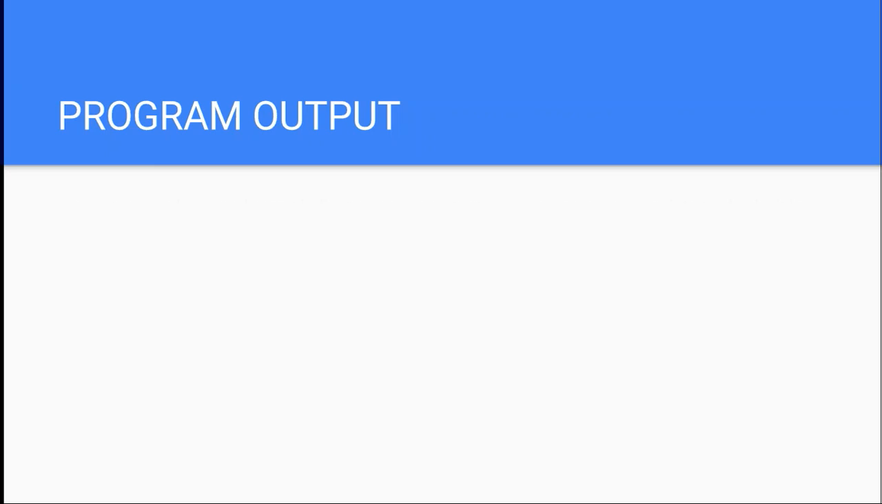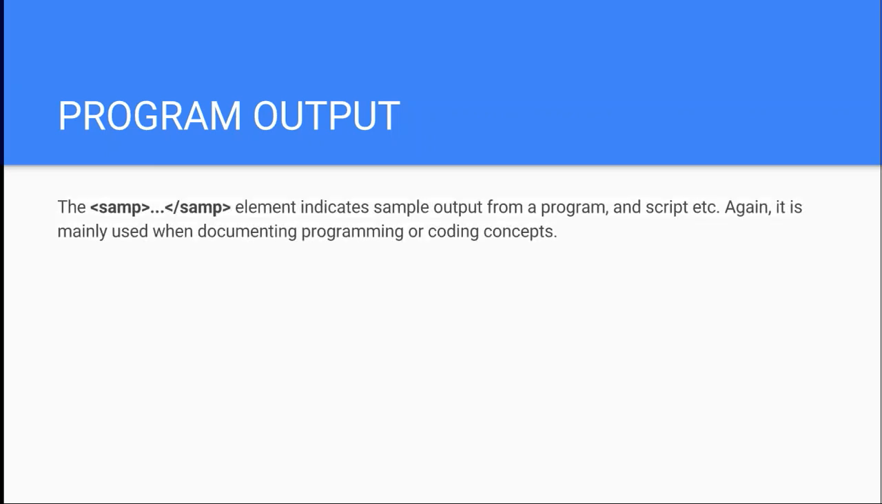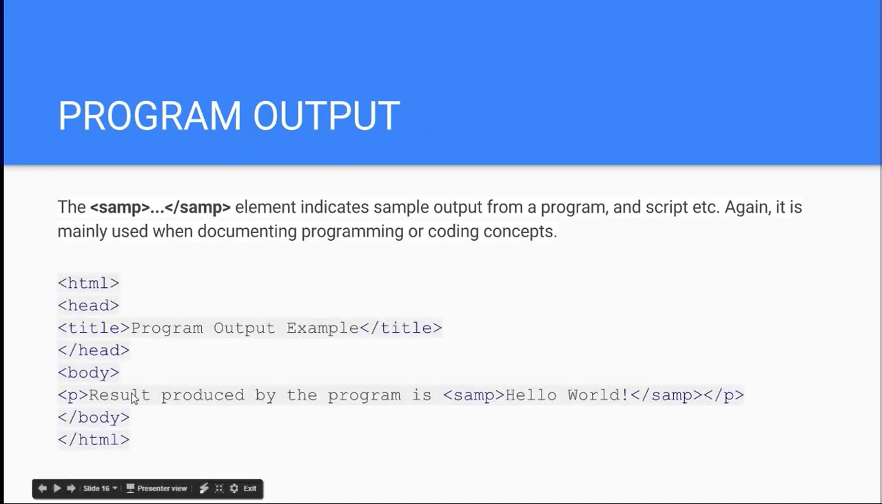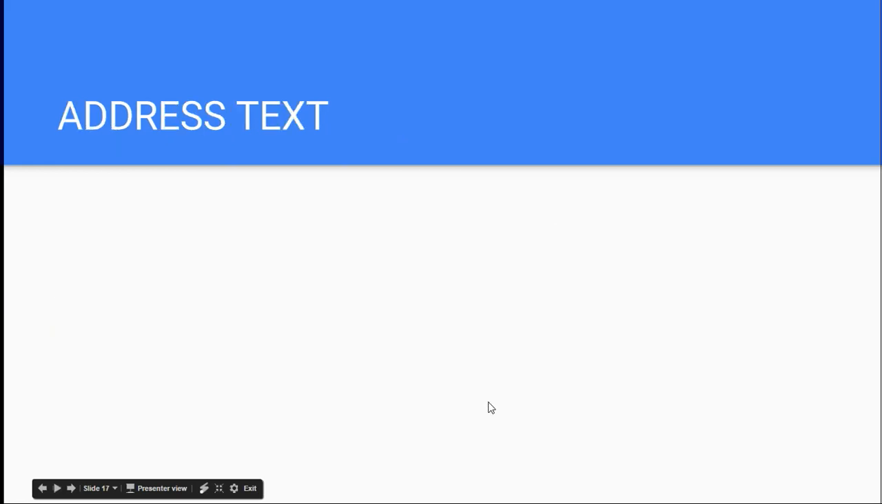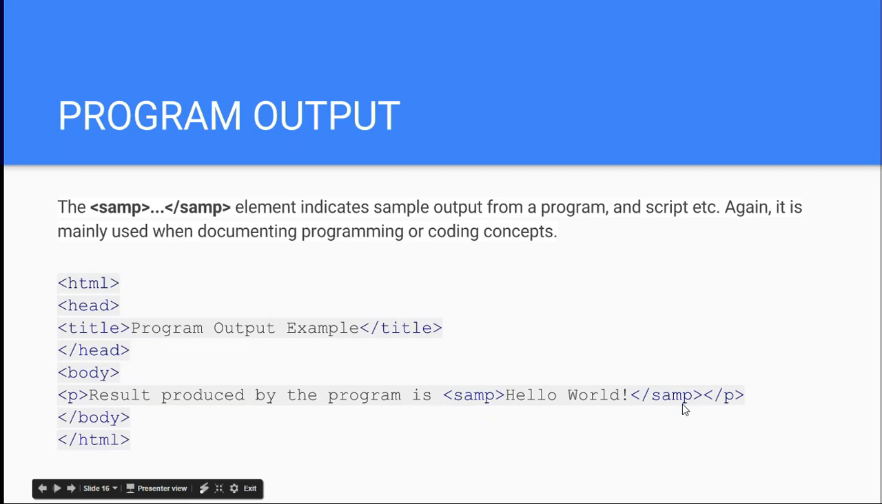And the next one is program output, the samp and /samp element. Sorry, the SAMP and /SAMP element indicates the sample output from a program or script, etc. Again, it is mainly used when documenting programming or coding concepts. So let's see the example here. Here the result produced by the program is samp, hello world, /samp. Let us try this.